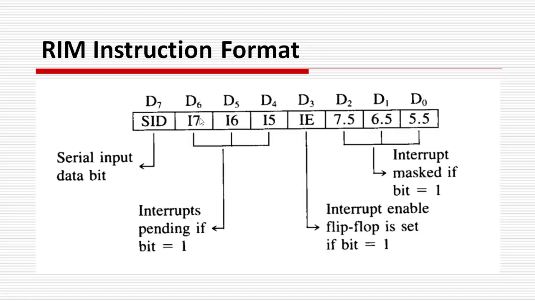Then we can also read which interrupts are masked or unmasked. Using D0, D1, D2, we can read the status of RST 5.5, 6.5 and 7.5, whether masked or unmasked. D3 is interrupt enable, so interrupts must be enabled for this instruction format to work. Then which interrupts are pending, we can see using the D4, D5, D6 bits. The final one is serial input data, which is also not related to interrupts. So these are the 4 instructions related to interrupts.